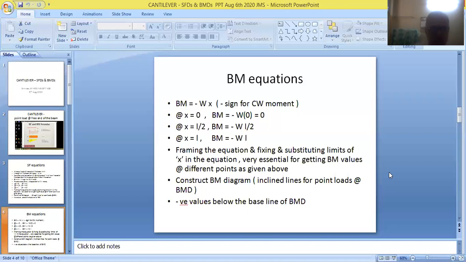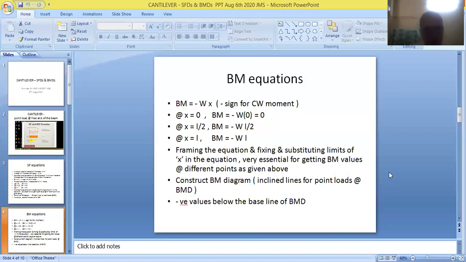So if x is equivalent to 0, then the bending moment will be equivalent to 0. x is equivalent to L by 2, it will be equivalent to minus WL by 2. x is equivalent to L, again it will be equivalent to minus WL. So the first value is 0, the second value is minus WL by 2, the third value is minus WL. So friends, we are getting bending moment values at different points.